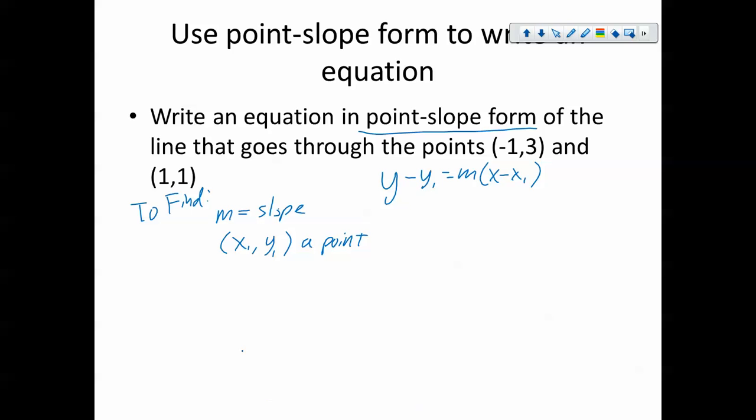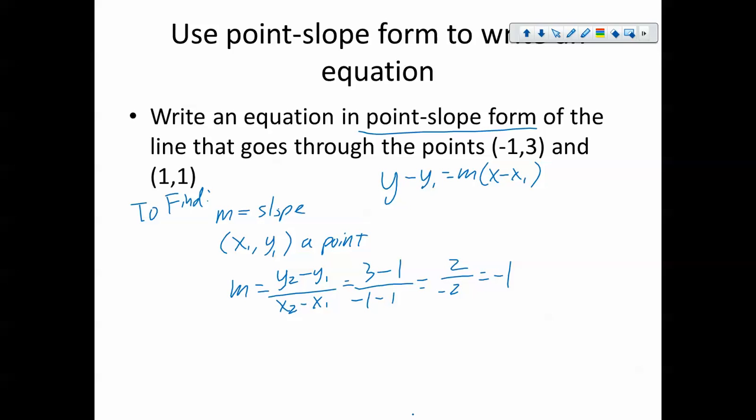And given 2 points, I can use my slope formula to find that. So what would this be? This would be 3 minus 1 over -1 minus 1 equals 2 over -2. So my slope is -1. So I've got the slope. I plug that in right in for my m. Now I need a point, x1, y1, any kind of point.